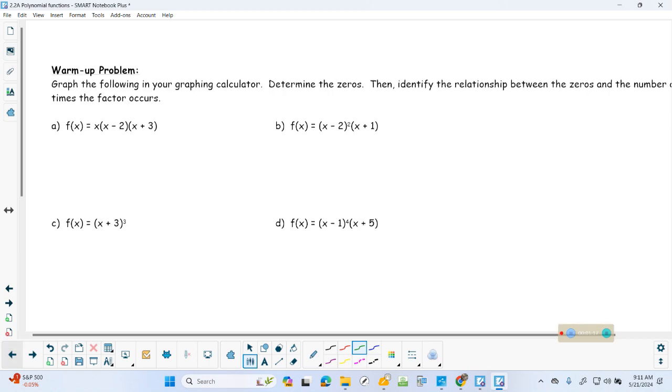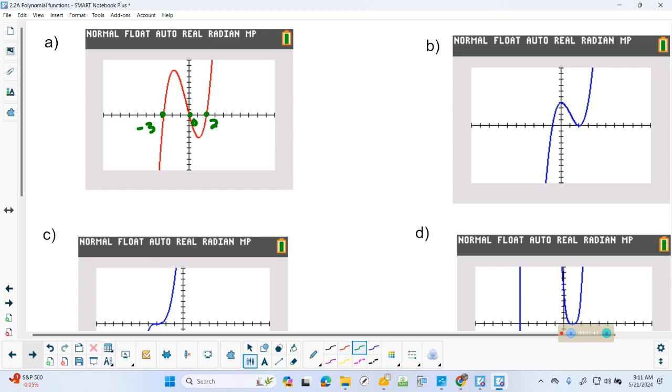Now let's take a look back at the function. So we said -3, 0, and 2. If you solve each of these factors, if I take x minus 2 and set it to 0, there's my 2. If I do the same thing with the x plus 3 and set it to 0, there's my -3, and there's my x is 0. So your solutions are also the zeros, aka the x-intercepts. They all correspond together. So let's take a look at this next graph.